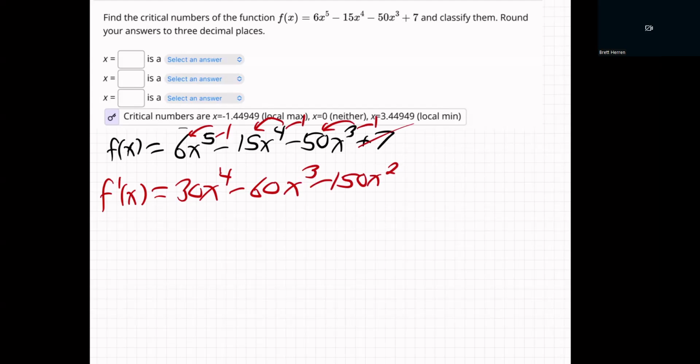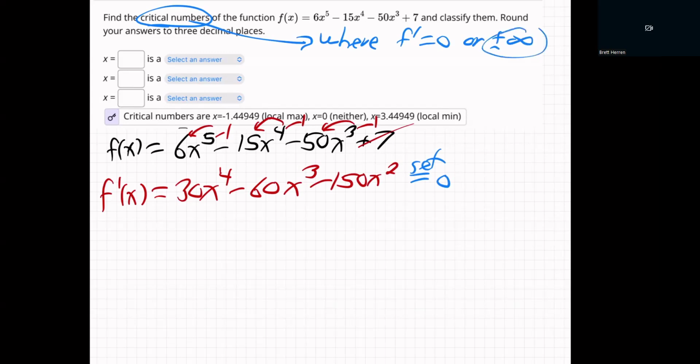And we need to set it equal to 0 because the critical numbers are where f prime equals 0 or plus or minus infinity. You might wonder, how's it going to equal plus or minus infinity? That'd only be if you have x to a negative power, then x equals 0 would do it, because a 0 to a negative power would be infinity. Anyway, we don't have that. We don't have a negative power, so let's not worry about it.